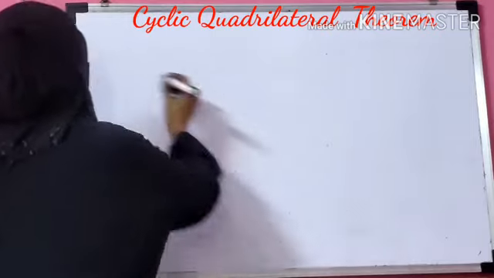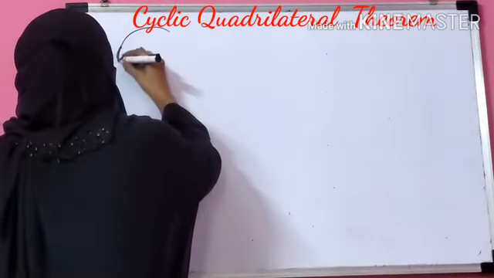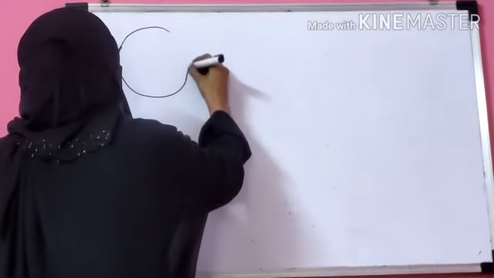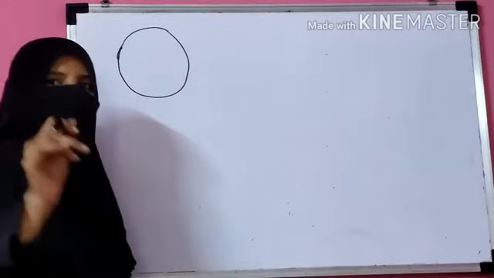So first of all, what is a cyclic quadrilateral? You know about the quadrilateral? Quadrilateral is a figure or a diagram, or you can say an object with 4 sides and 4 angles, is called a quadrilateral.